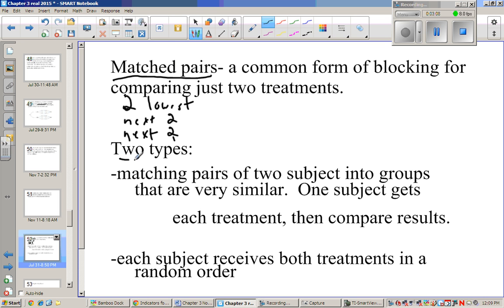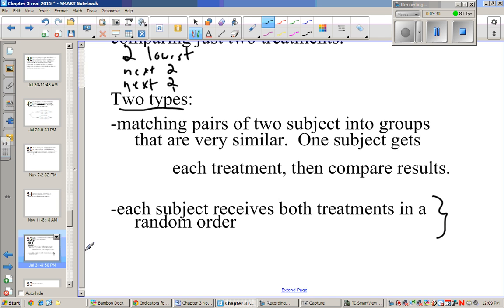Now, typically there are two types of matched pairs. One is like we're talking about here, where you split them into groups of two, and one person gets the control and the other one gets the treatment, and then you compare the results. There's another one where each subject receives both treatments, but in a random order. Sometimes they call these before and after.